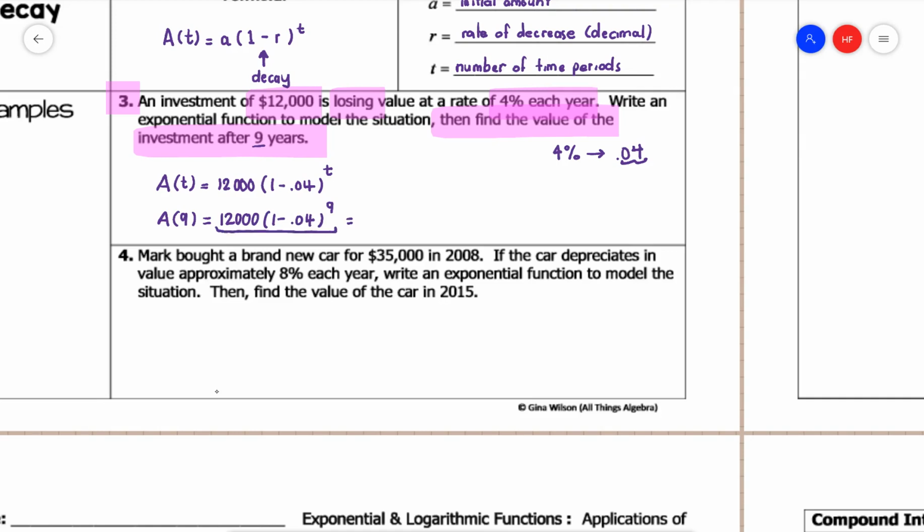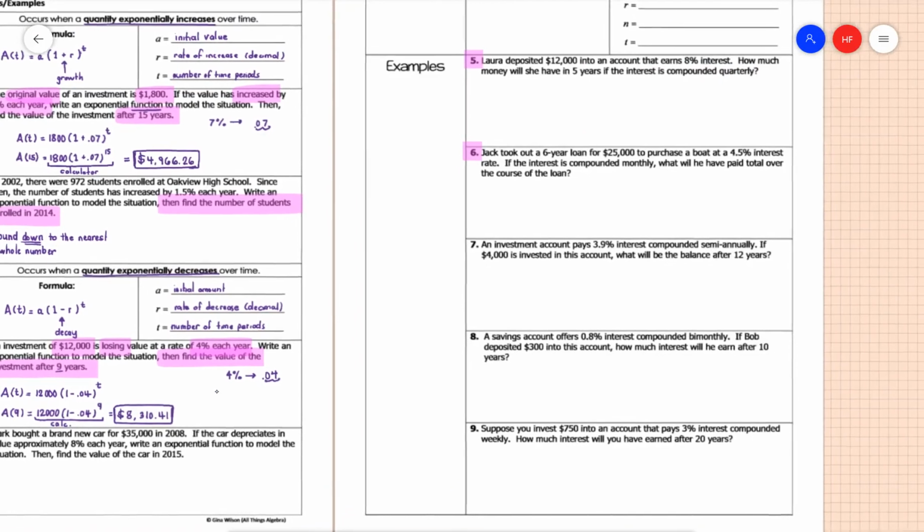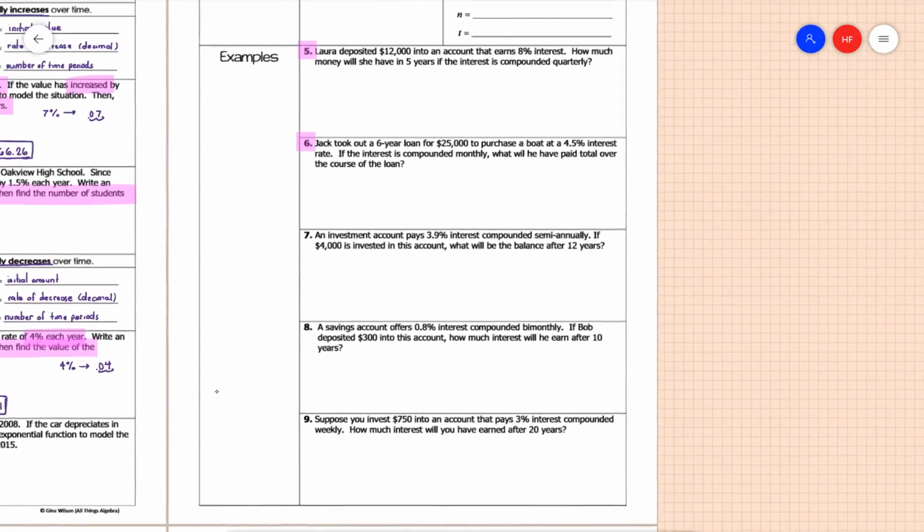Again, put that entire thing into the calculator the way that you see it. So don't leave any part of it out. Just plug that entire thing in, because you're going to get a decimal out of it. So we end up with $8,310.41. So we invested $12,000, but then after 9 years, we ended up losing money, and our investment is only worth $8,000. So then you guys will do number 4.